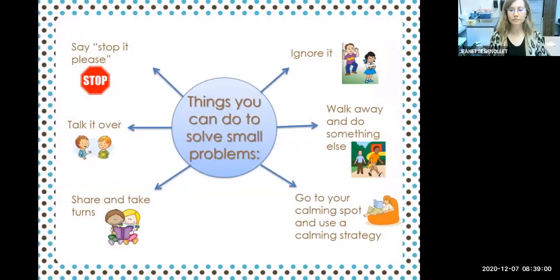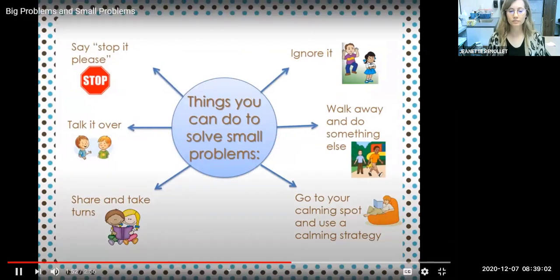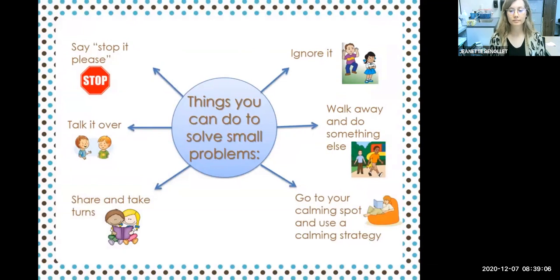Things you can do to solve small problems. Ignore it. Walk away and do something else. Go to your calming spot and use a calming strategy. Share and take turns. Talk it over. Or say, "Stop it, please."